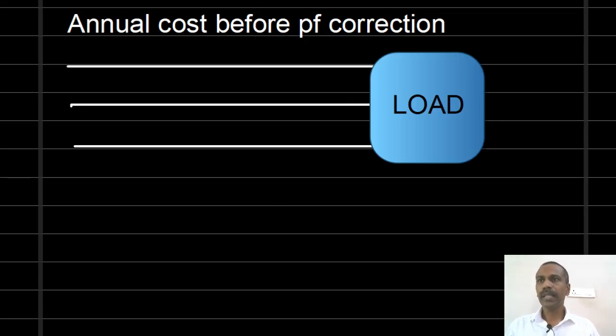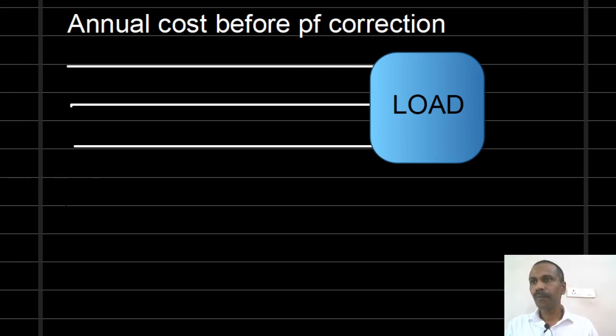Now we will find out the electricity bill of the consumer before connecting the capacitor bank. As I said earlier, we need to consider two parts here. One is his kVA demand, second is his energy consumption, his kWh consumption. Because this industrial consumer has to pay the electricity bill according to both kVA demand and kWh usage.